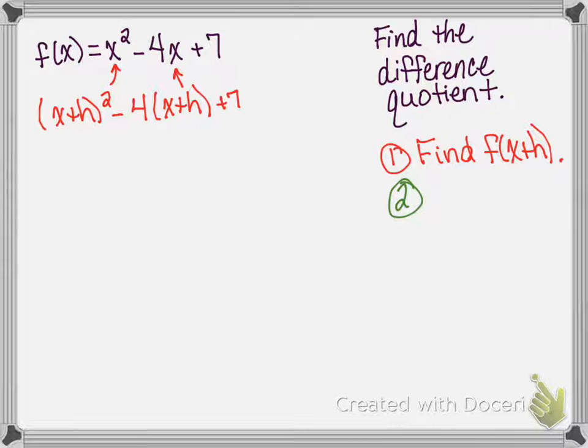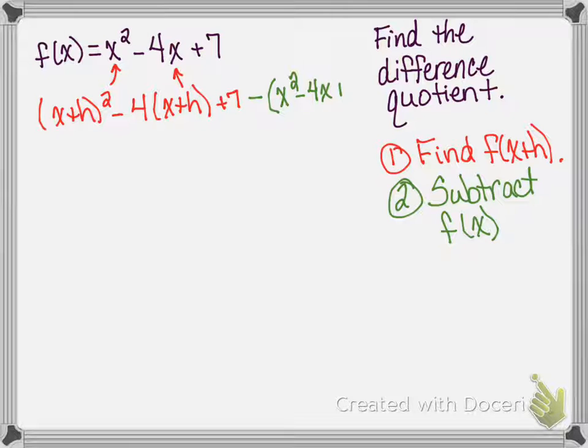The second thing that I'm going to do is subtract my original function. And my original function is f of x. So I have x squared minus 4x plus 7. Then I divide by h.